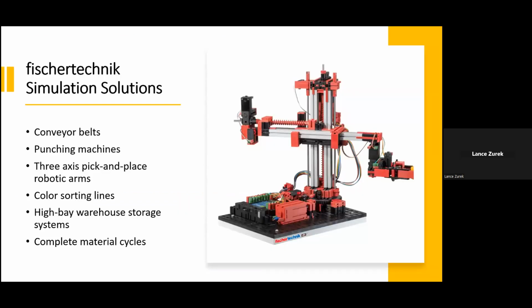Some of the models that you're going to find in the fischertechnik simulation line will include things like conveyor belts, punching machines, 3-axis pick-and-place robotic arms, color sorting lines, high bay warehouse storage systems, and there's even a factory simulation model. And this model consists of 4 individual workstations. It takes a vacuum gripper robot, high bay storage warehouse, a multi-processing station with an oven, and a sorting line with color detection. And it puts them all together to work as one self-contained material cycle.